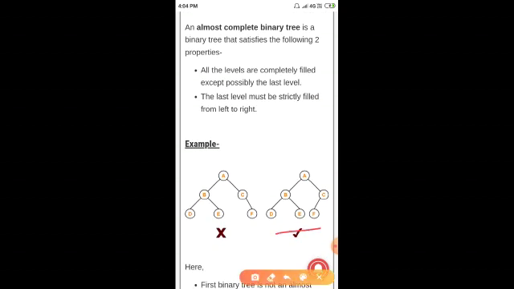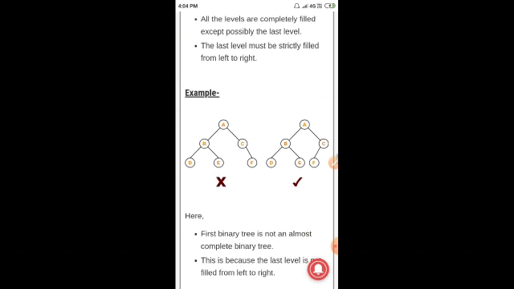Okay, take this example. A is filled with two child nodes and B is filled with three child nodes, but C is filled with only one child. But take the second condition, the last level, F is in the last level. So how is this filled? From left only, no? So we can call this an almost complete binary tree. Whenever it is satisfying these two conditions, we have to call that an almost complete binary tree.